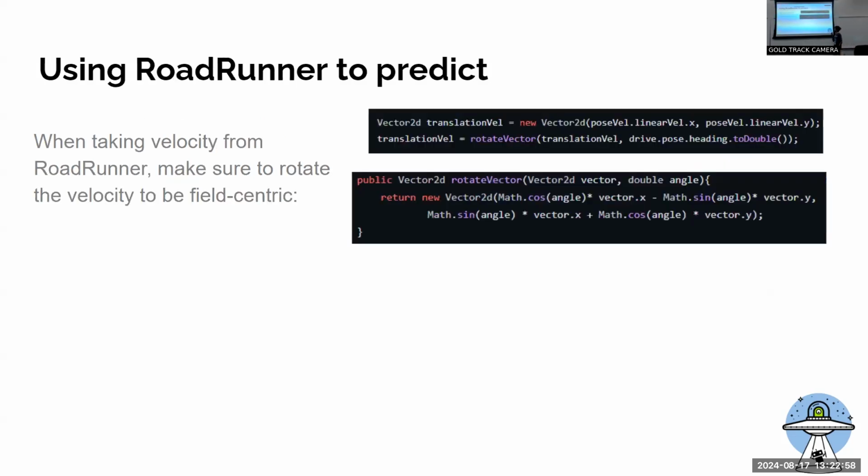Some things to note when you're using Roadrunner to predict your next position is you always rotate your velocity to be field centric. Whenever you're using the pose velocity from Roadrunner, it's going to get the velocity relative to the robot. So let's say you move forward straight, but it's at an angle. It'll only show that it's going straight. So you have to use the heading of the robot, which is where it's facing left to right, and you're going to rotate it using this function over here. After that, your velocity is going to be field centric, so that way your prediction is going to be correct.